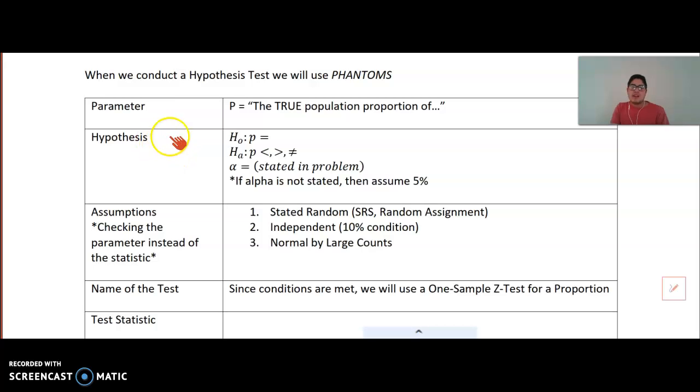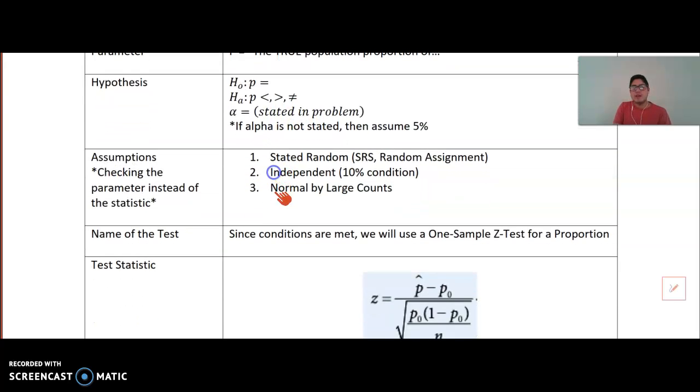Then we have to form our set of hypotheses. And so we would have the H0, the null hypothesis, which says the true proportion is this value, against what we're trying to test, the claim here, the alternative, which says that actually no, the proportion is less than, the proportion is greater than, or the proportion is not equal to. And then we include our alpha level here, which is usually stated in the problem. And if it's not stated, we're just going to use 5% as our alpha value.